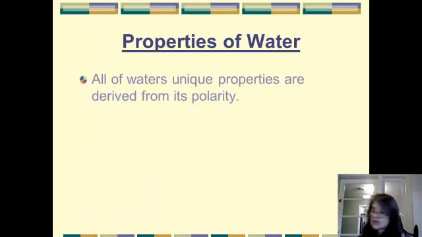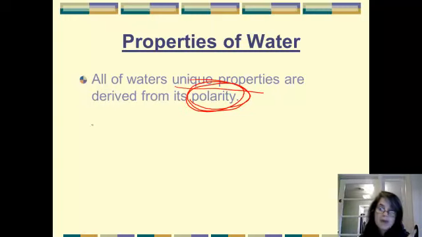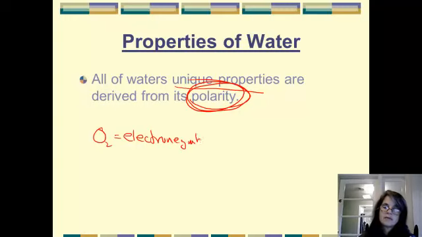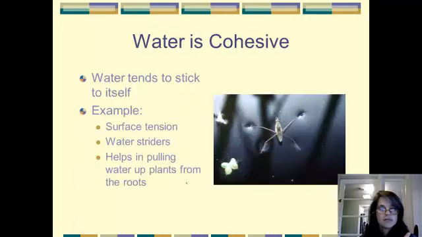All the unique properties of water, and we're going to talk about several, there's not just one or two, there's several unique properties of water, are derived from the fact that water is polar. And why is water polar? Basically, water is polar because oxygen doesn't share nicely. Oxygen is electronegative. Get that in your head. Oxygen is electronegative. That's one term. But water, because of that, is polar. That's an important distinction.